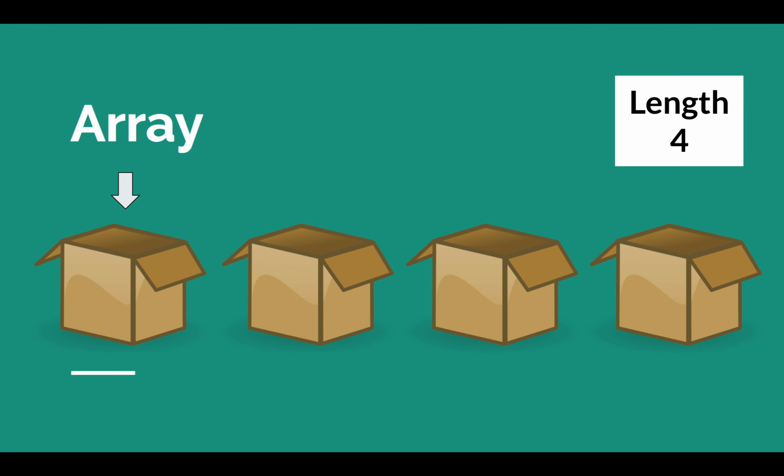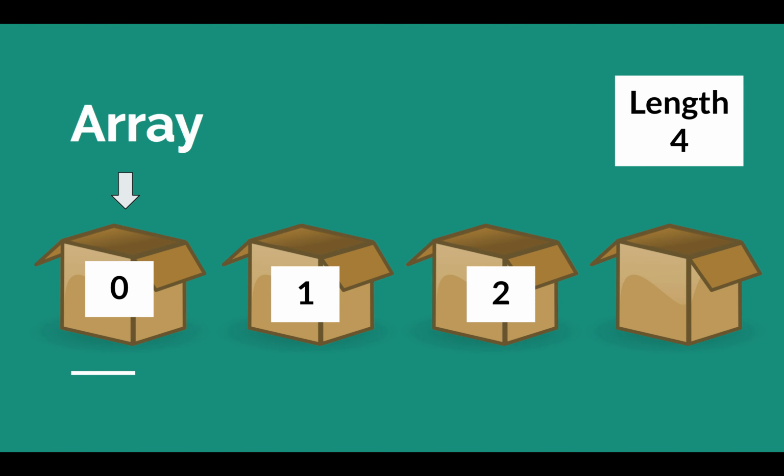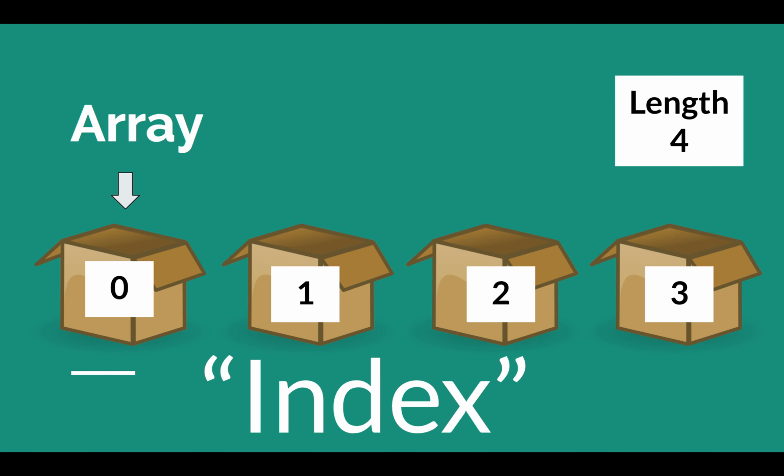Well, if we wanted to find out where all the boxes are, or label all the boxes, what we could do is label them by how far away from the first one they are. So the first one we label as 0 because it is 0 boxes away from the first one. We label the next box 1 because it's 1 box away from the first one, then 2, then 3. And what we call these labels is an index.